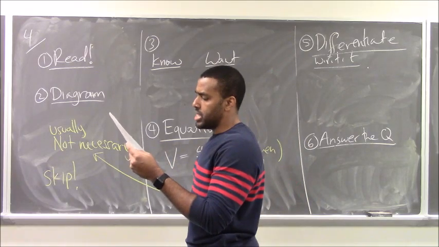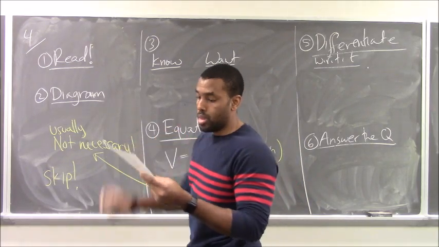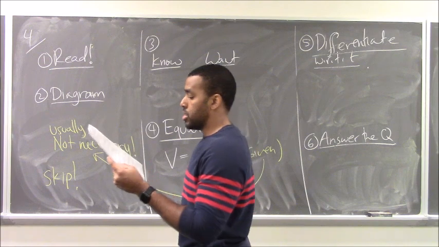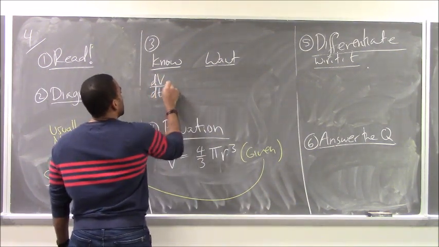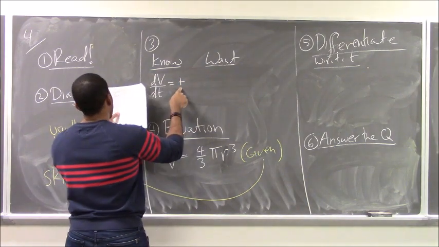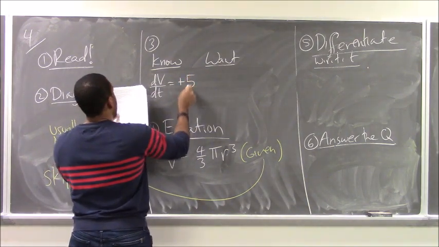The volume of the sphere is increasing at a rate of 5 cubic feet per second. So what do we know? The volume, dV/dt, is increasing, means it's a plus, at 5 cubic feet per second.